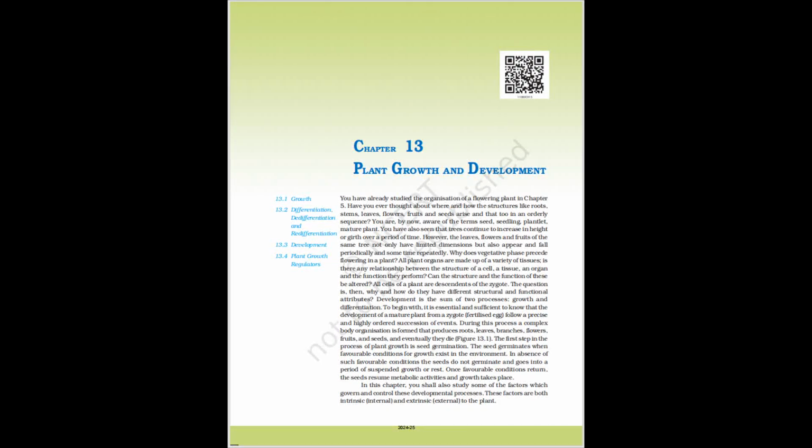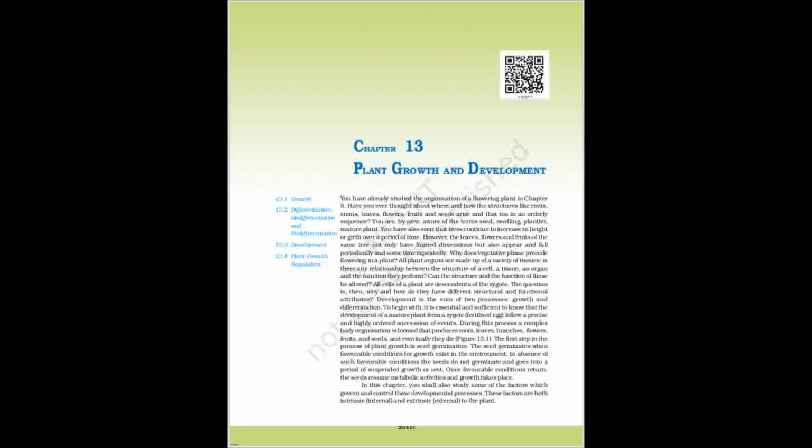To begin with, it is essential and sufficient to know that the development of a mature plant from a zygote, the fertilized egg, follows a precise and highly ordered succession of events. During this process, a complex body organization is formed that produces roots, leaves, branches, flowers, fruits, and seeds, and eventually they die. Figure 13.1. The first step in the process of plant growth is seed germination.